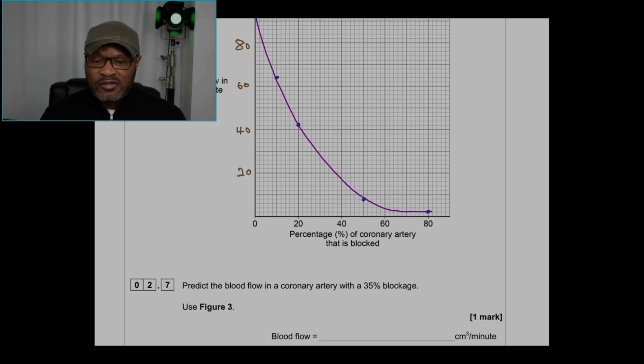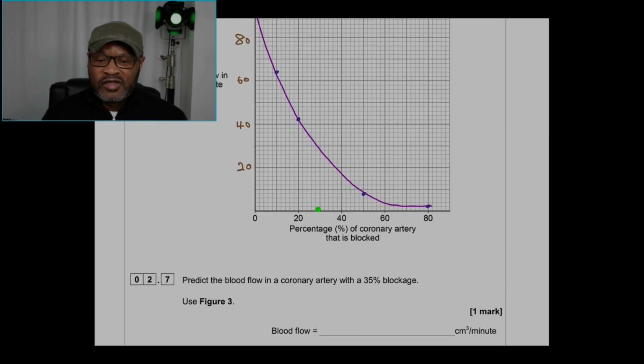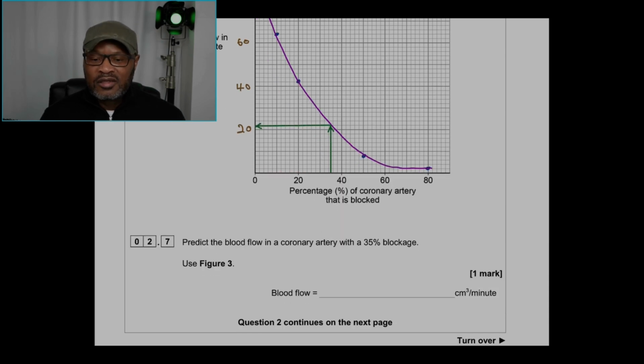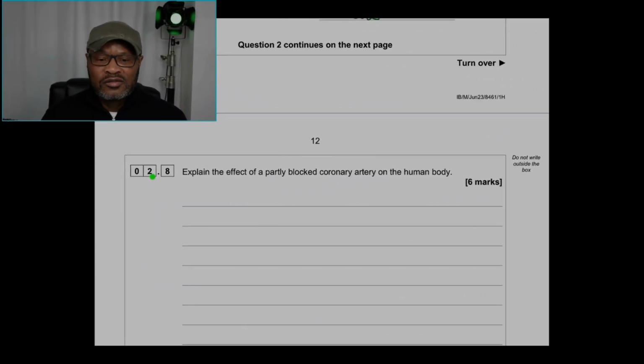And now let's go to question 2.7. Predict the blood flow in a coronary artery with a 35% blockage. So we're looking for 35. That's 30, 35 here. Draw that, and that's 35 here. And then we can draw that. Okay, so for me, it's 22. Next one is question 2.8.